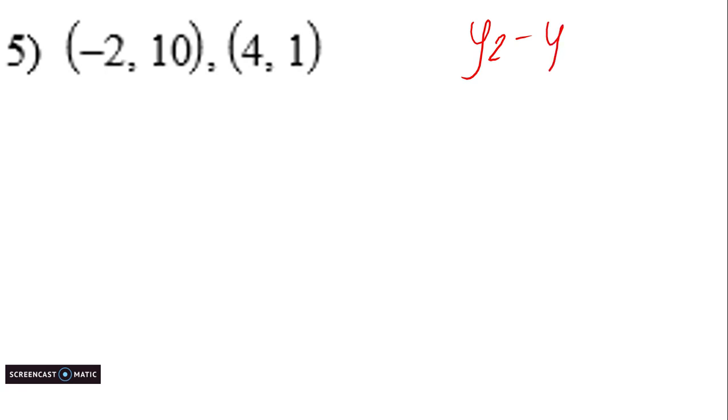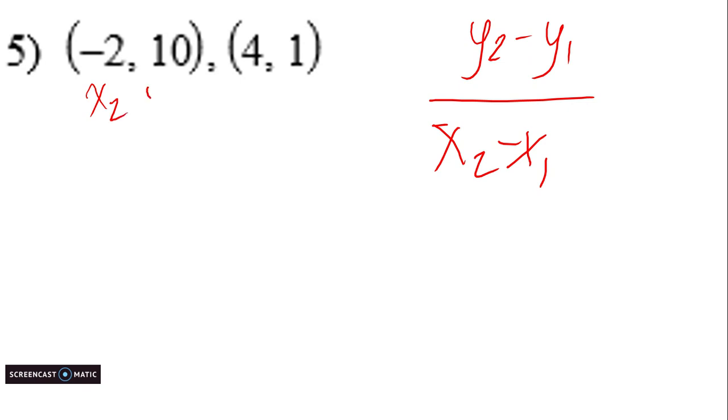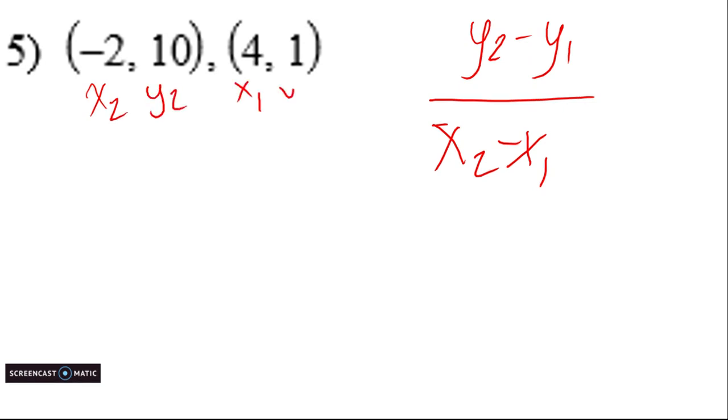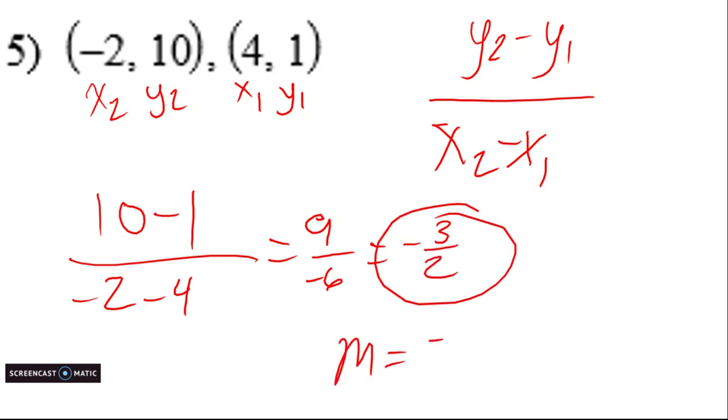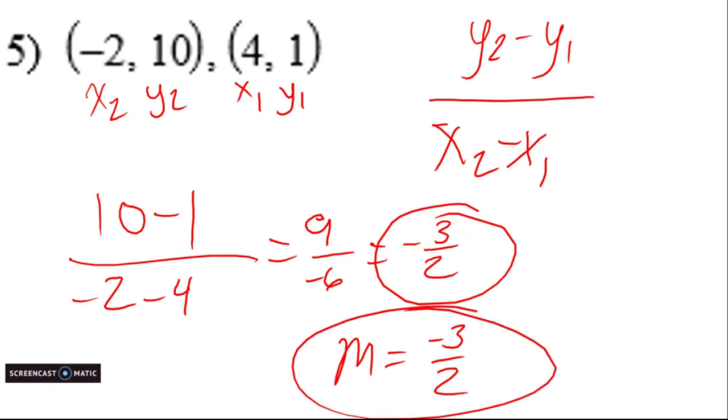y2 minus y1 over x2 minus x1. Just switch it up just for funsies. Let's make this x2 and y2 and this x1 and y1. Literally does not matter as long as you do them both in the same order. So if I'm going to go 10 minus 1, negative 2 needs to be listed first, and then we could subtract the 4. So that gives you 9 over negative 6, which is negative 3 over 2. M equals negative 3 over 2.